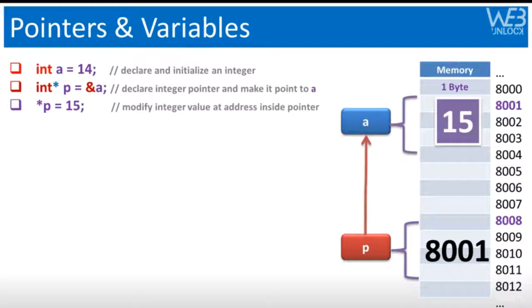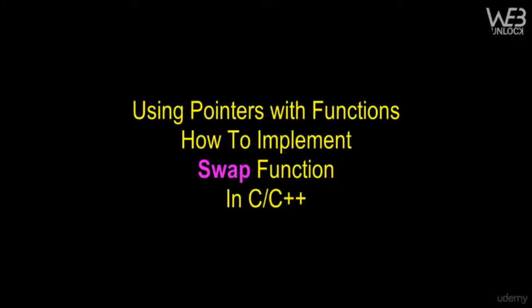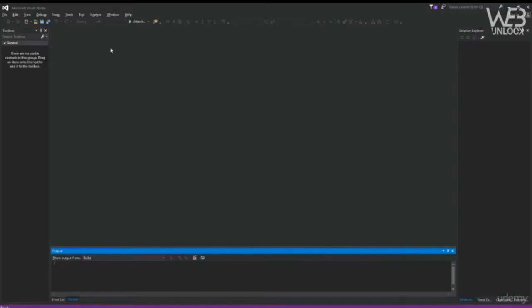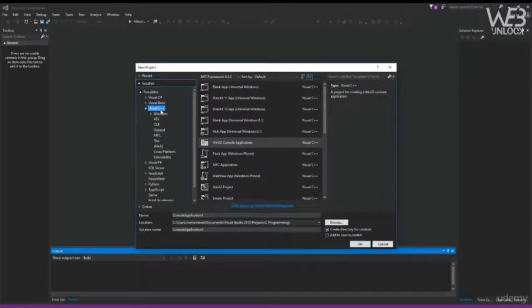So this is just a quick overview of what we learned in previous lectures. Today we want to see how to actually use the pointers with functions. So let's get started. Okay, so here I am on Visual Studio. Let's go ahead and create a new project. Click on File, New Project. Make sure you have C++, Win32 console application selected.